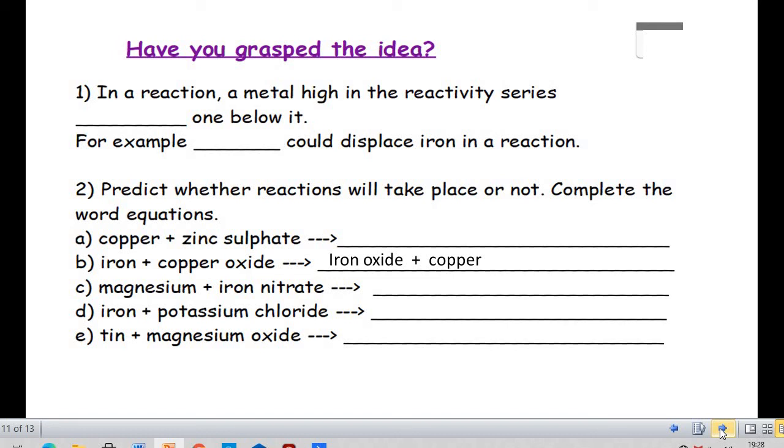You've started with iron and copper oxide. You're going to need your reactivity series for this. Now, if the metal on its own is more reactive, it can pinch the oxide or pinch the nitrate or pinch the chloride from a less reactive metal. So what you end up with is iron oxide, because iron is more reactive than copper, and copper is left on its own, copper is displaced.